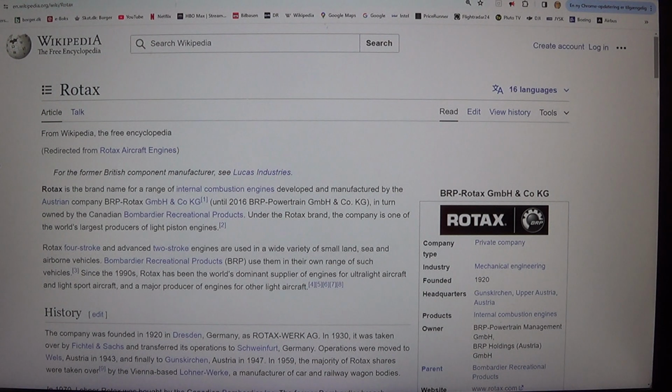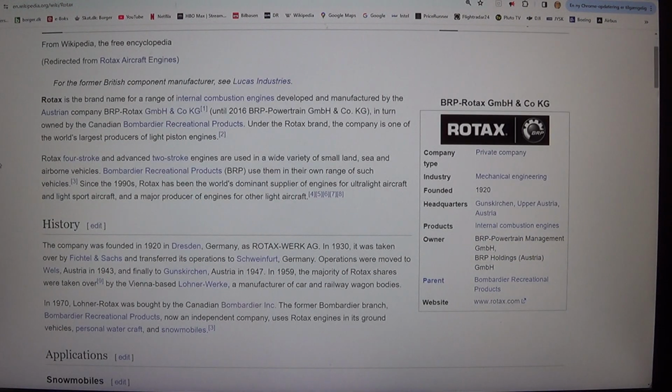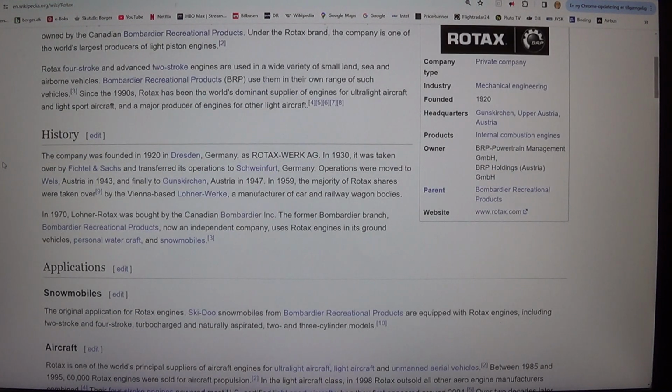Under the Rotax brand, the company is one of the world's largest producers of light piston engines. Rotax four-stroke and advanced two-stroke engines are used in a wide variety of small land, sea and airborne vehicles. Bombardier Recreational Products, BRP, use them in their own range of such vehicles. Since the 1990s, Rotax has been the world's dominant supplier of engines for ultralight aircraft and light sport aircraft, and a major producer of engines for other light aircraft.